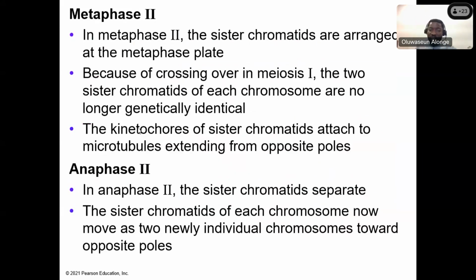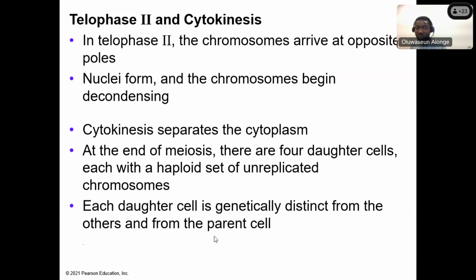Now, the kinetochores of sister chromatids are attached to microtubules extending from opposite poles. In anaphase 2, see what's going to happen. The sister chromatids are now going to separate, which is the same terminology we use in mitosis, right? The sister chromatids of each chromosome now move as two newly individual chromosomes towards the poles.